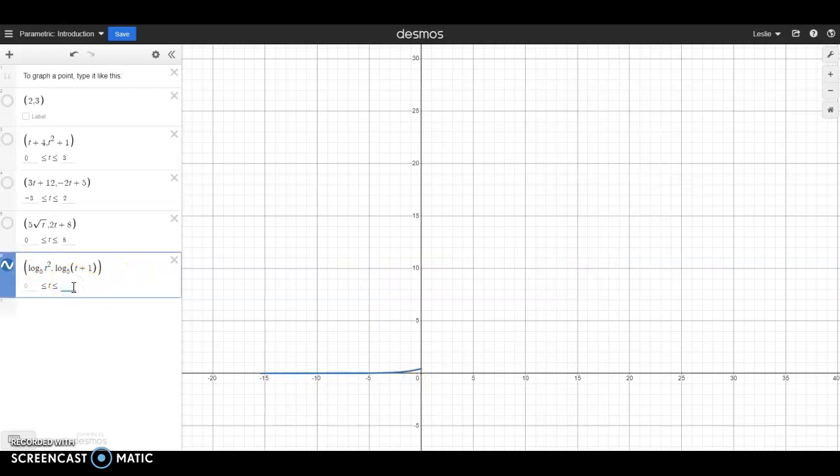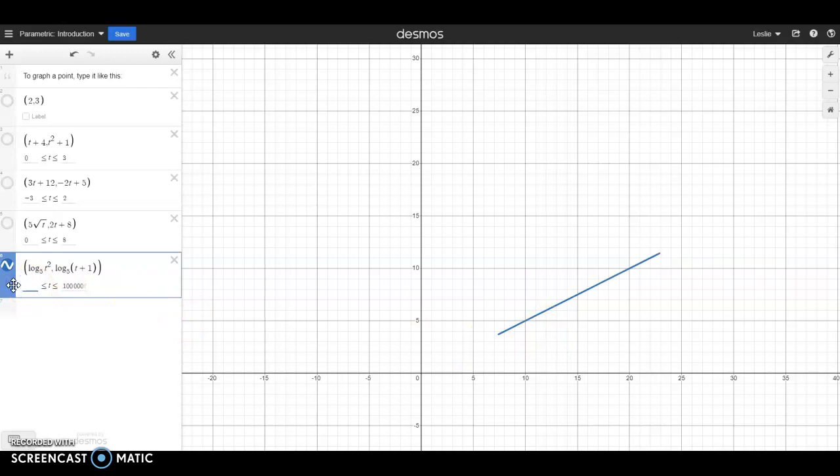Let's change the domain. Boy, changing it to 10 didn't change it very much. What about changing it to 100? 1,000? Look, even the left-hand side is moving. I wonder why that is. I actually have no idea.